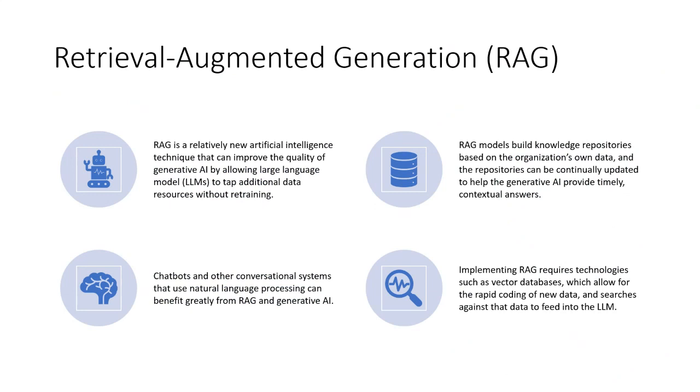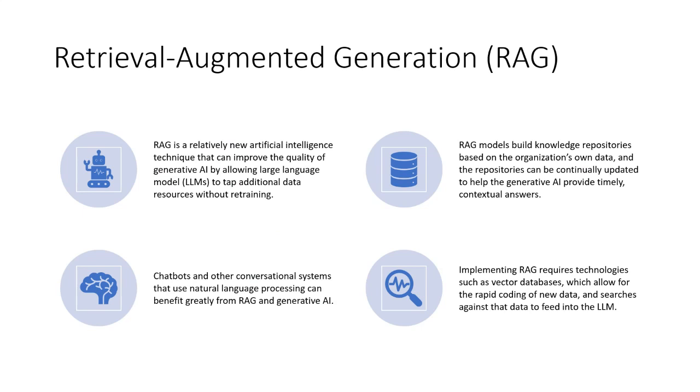RAG is a relatively new artificial intelligence technique that can improve the quality of generative AI by allowing the large language model to tap additional data resources without retraining. What is the grounding information we are using for large language models? They are the pre-trained data. But now we can provide some grounding information to the large language models without retraining those models, which means while making queries, we can tell the model to refer to the new information which is provided, that is the grounding information.